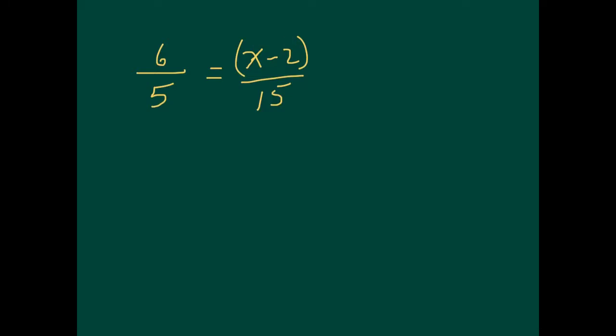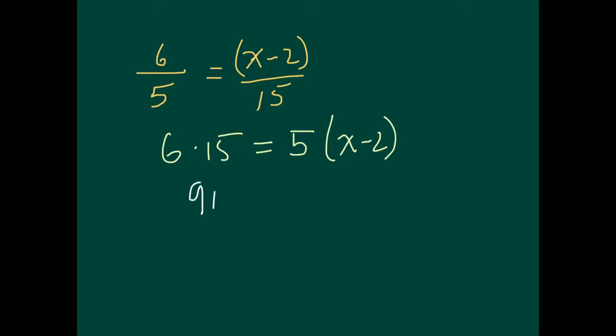Or probably a little bit more appropriately, you would say 6 times 15 equals 5 times x minus 2. And then, of course, you'd recall the distributive property. Remember that? Everything in here has to get 5 times bigger. So to complete that, 6 times 15 is 60 plus 30, which is 90. 5 times x is 5x. 5 times negative 2 is minus 10, or negative 10.